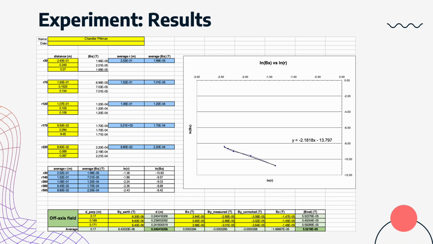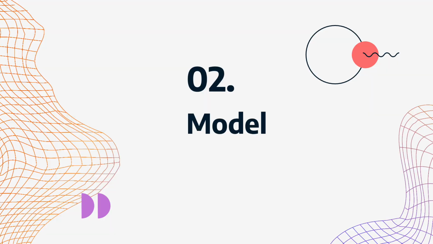As you can see on the graph, we got y equals negative 2.1818x minus 13.797. And we got a B net of 5.5219 e to the negative fifth. So after calculating those values on our spreadsheet, we also decided to model it and write some code to see if it could match.